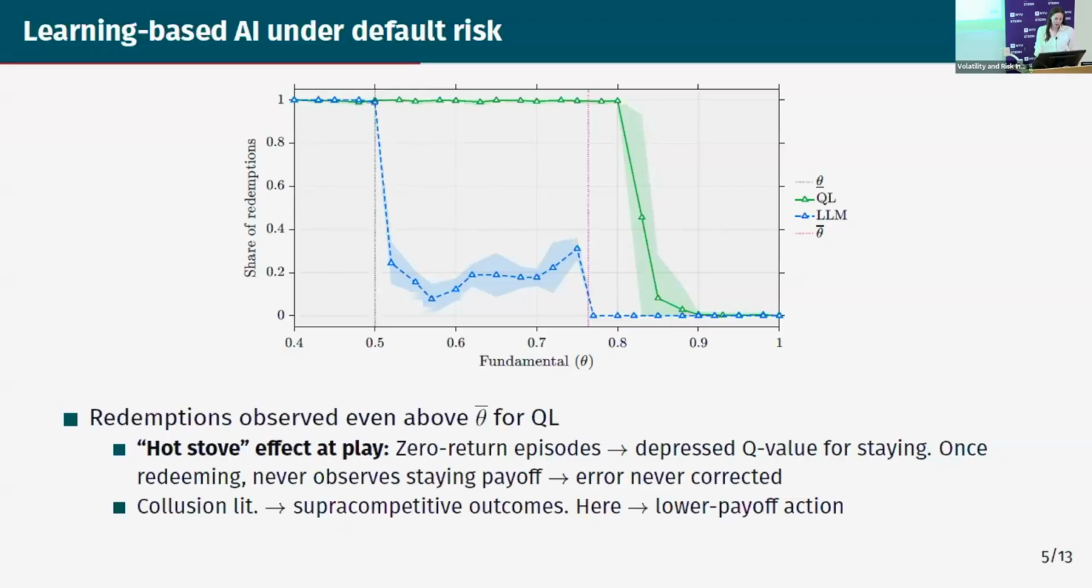coordinate on over-redeeming. We think that this is due to the so-called hot stove effect. When Q learners start to play our game, they notice that when they choose to stay, sometimes their payoff is 0, right? Sometimes the fund fails and the payoff is 0. And they essentially learn that staying perhaps is not a good idea. So they never get to see the staying payoff properly. And this learning bias is never corrected, right? So we draw a parallel here with literature on algorithmic collusion, where you have agents arriving at super competitive outcomes, but in our case, the agents are actually getting a lower payoff action because of this bias.